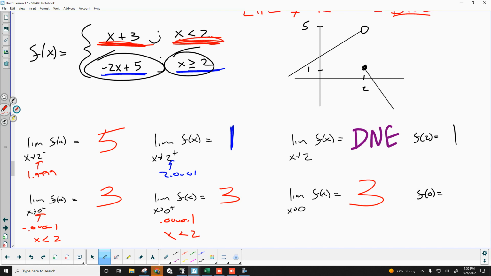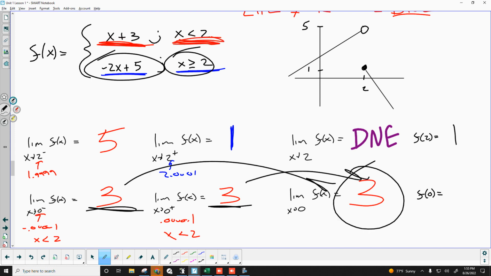It is 3. If the left and right limits are the same, will the general one always equal them? Yes. That's your answer, always. You will never have a different number than these two numbers. Ever, ever, ever. Got it?